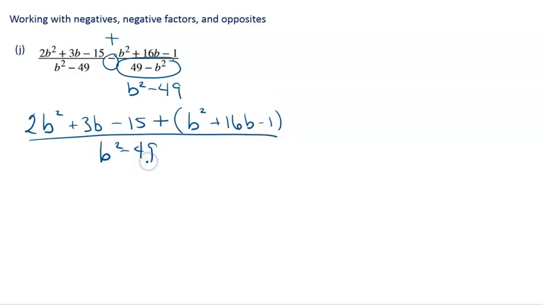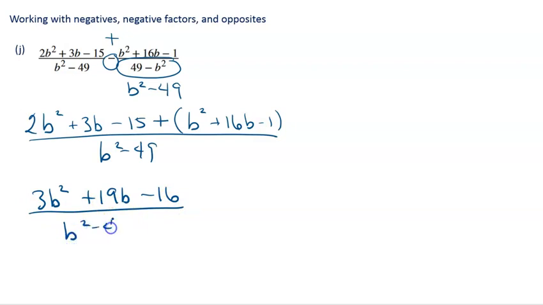Now I'm going to add like terms. And these parentheses here are not really required, again, because there's an addition in the middle. But 2b squared plus b squared is 3b squared. 3b plus 16b is plus 19b, and negative 15 plus a negative 1 is negative 16, and that's all divided by b squared minus 49, my common denominator.